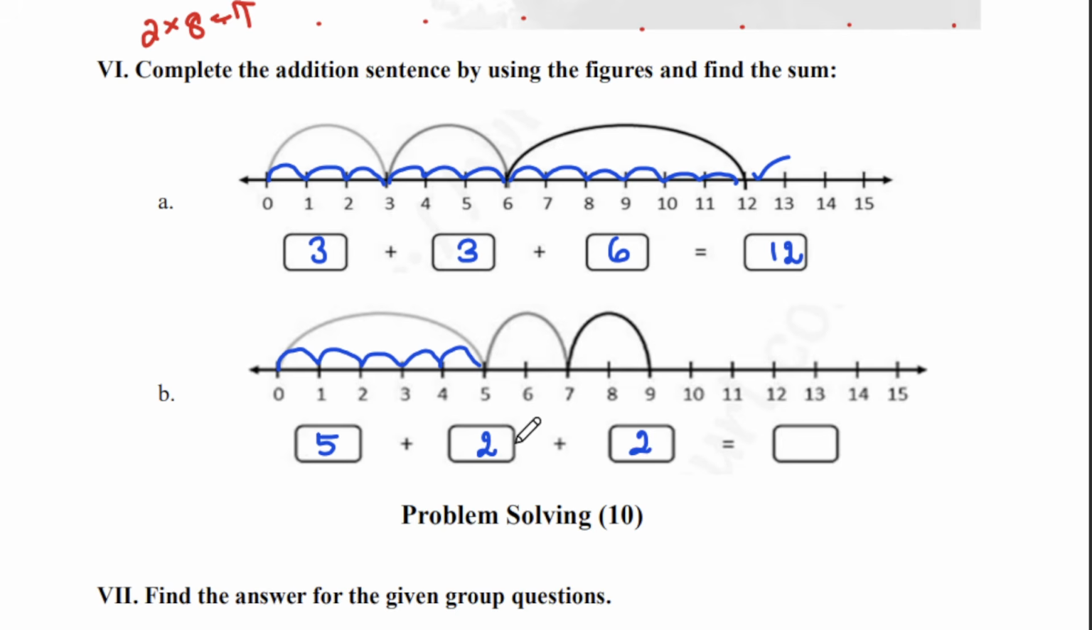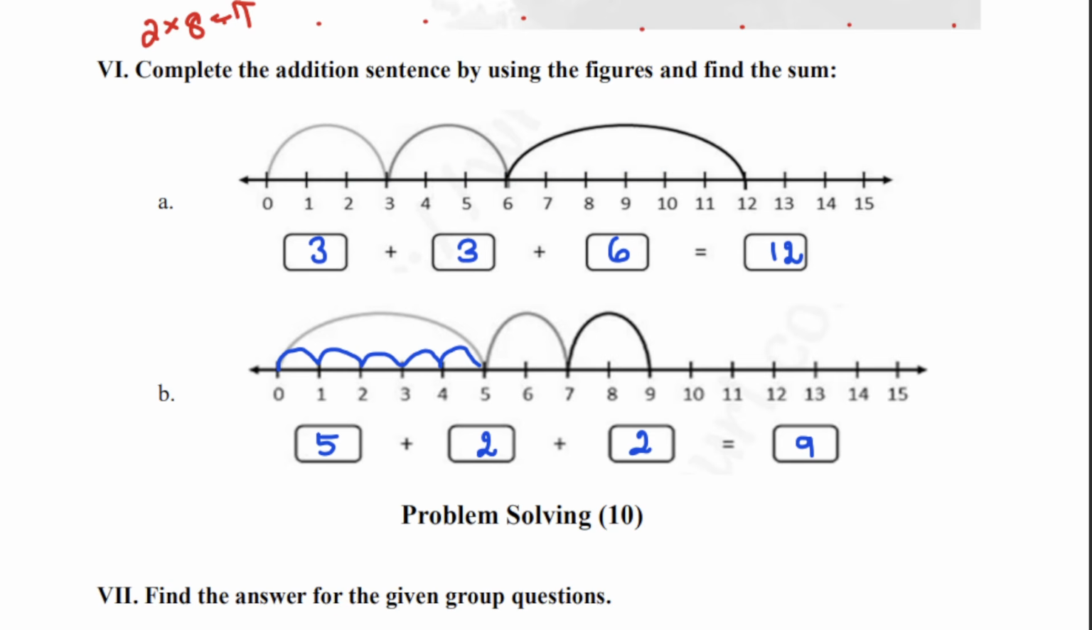So 5 plus 2 is 7. 7 plus 2 is 9. Okay, very easy, students. So easily you can write the answer. While counting the jumps, you have to do it very, very carefully. If you don't want to count the jumps, you can do it like this also.